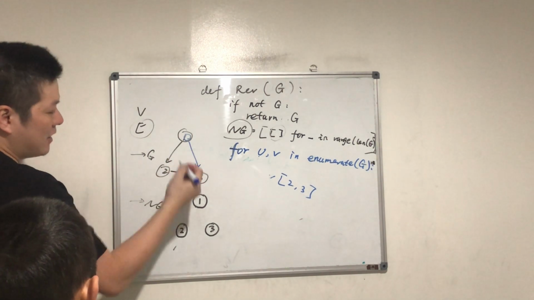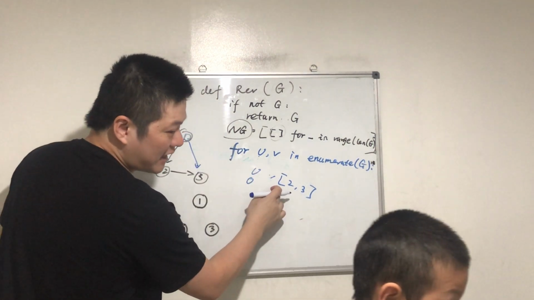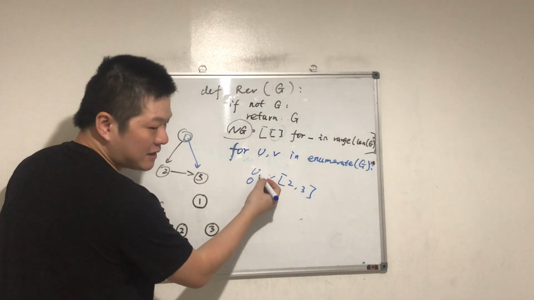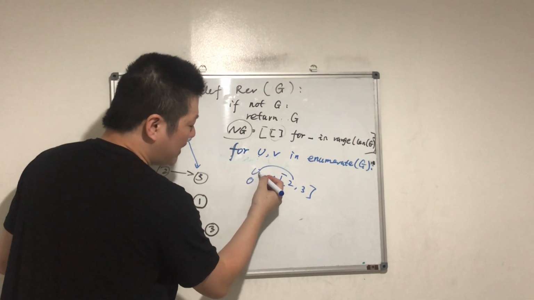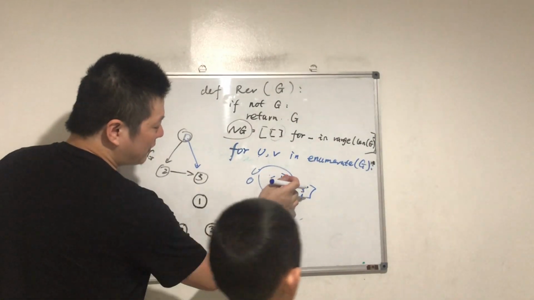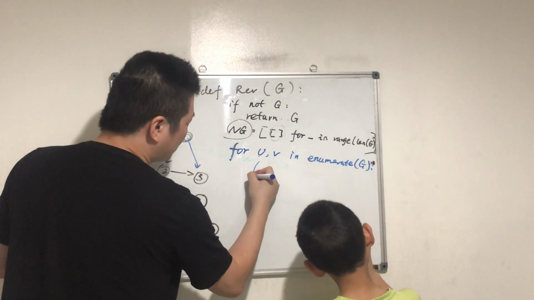3, 0 and 2, 0. Look, u is 0, and v is the list of edges it points to. So u is pointing to 2 and u is pointing to 3. There are 2 edges. But now I want to reverse it, so it will be 2, 0 and 3, 0, right? So I need to go through each edge.